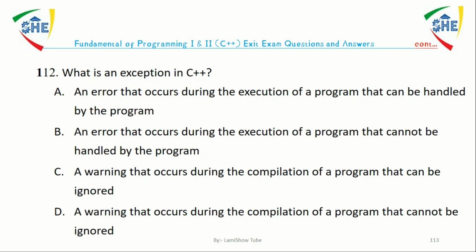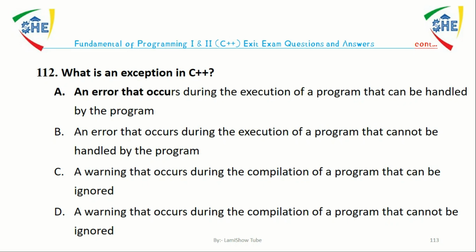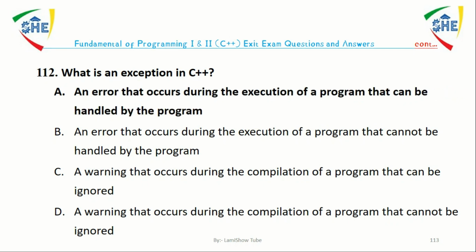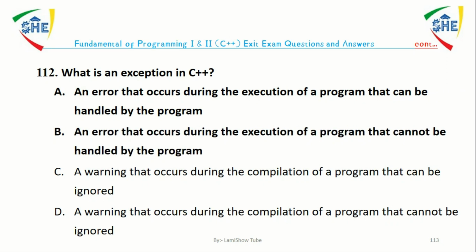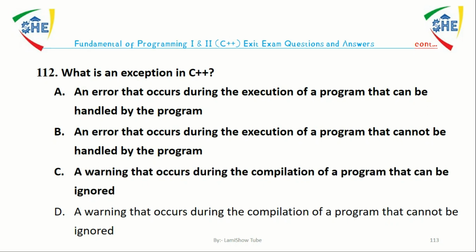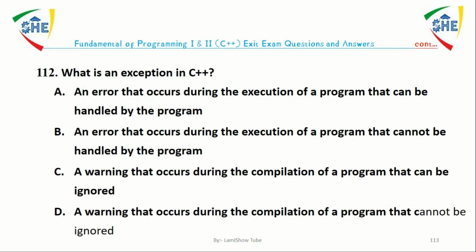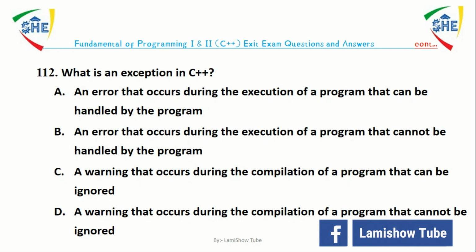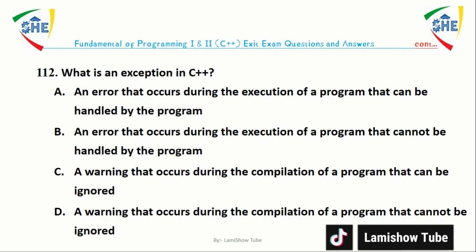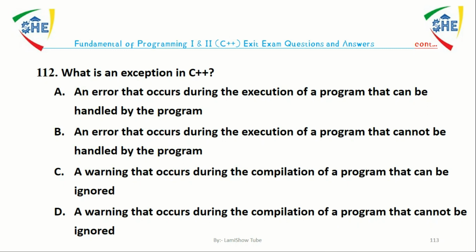Question number 112. What is an exception in C++? A. An error that occurs during the execution of a program that can be handled by the program. B. An error that can occur during the execution of a program that cannot be handled by the program. C. A warning that occurs during the compilation of a program that can be ignored. C. A warning that occurs during the compilation of a program that cannot be ignored. The answer is A. An exception in C++ is an error that occurs during the execution of a program that can be handled by the program, allowing for a graceful recovery from the error.